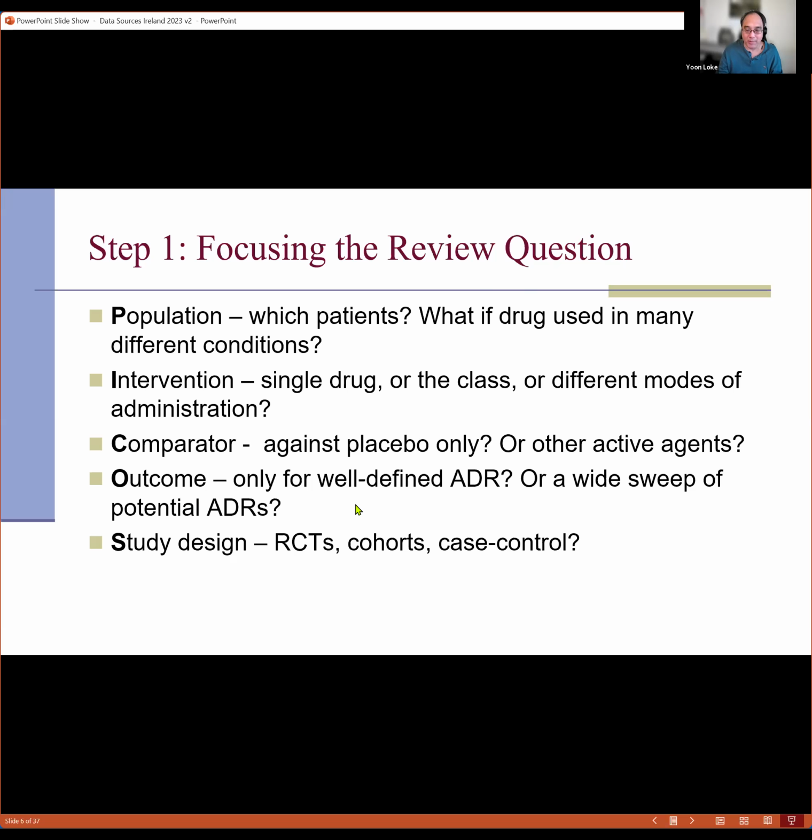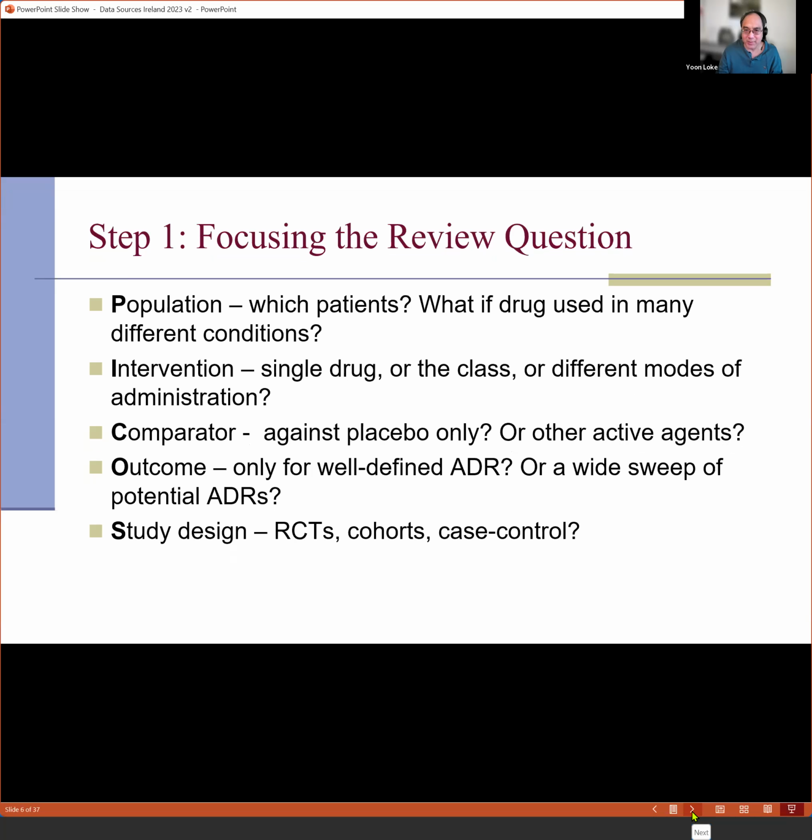And outcome, as we already discussed, it's relatively more straightforward to look at well-defined adverse reactions that you've identified from the way the intervention works, but it's hard to look back at potential ones. And I'll talk about study designs because it's one of the few times that you might want to deviate from just the RCT alone.